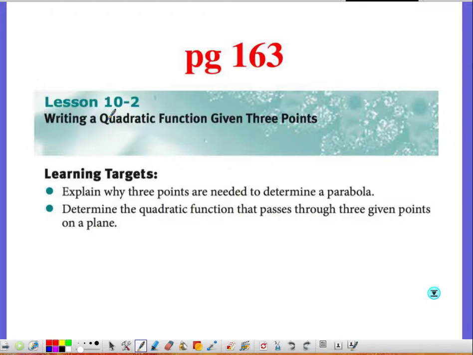Hello, this video is on lesson 10-2. It begins on page 163. The learning targets here are to explain why 3 points are needed to determine a parabola, and determine the quadratic function that passes through 3 given points on a plane.